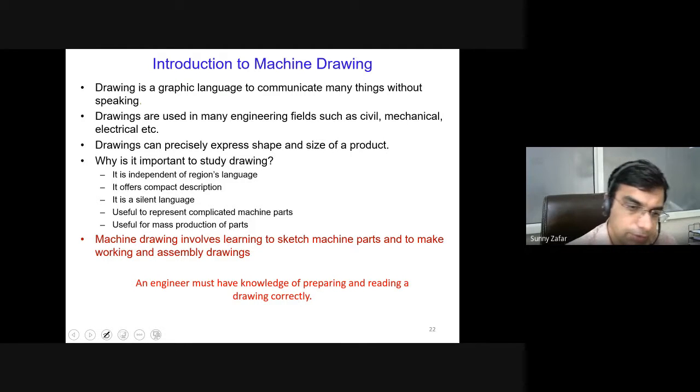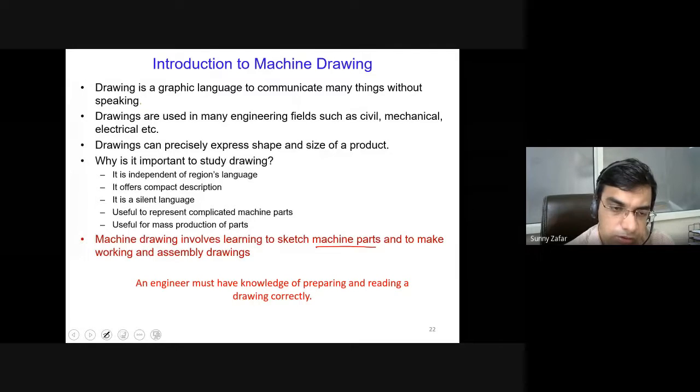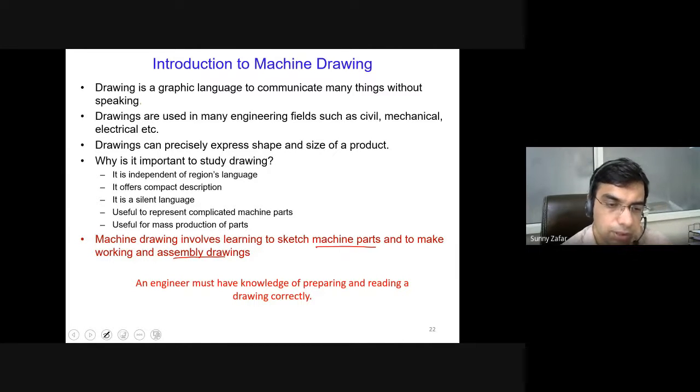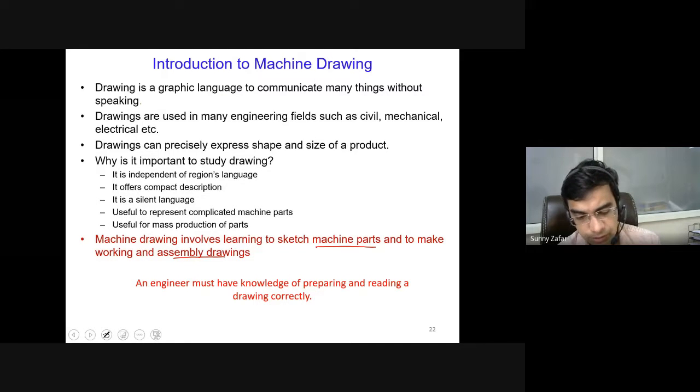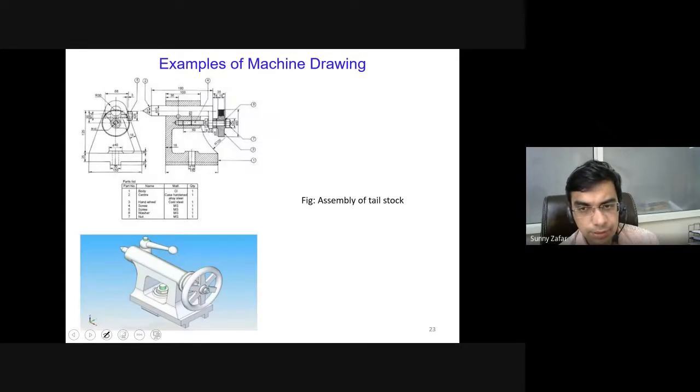So the objective of this course is to understand those types of drawings of machine parts, and then also understand how different parts are assembled together for the complete working of a given component. For any mechanical engineer, it is very important to know how to prepare these drawings, and then how we can correctly read them. So I will give you an example of what a typical machine drawing looks like.